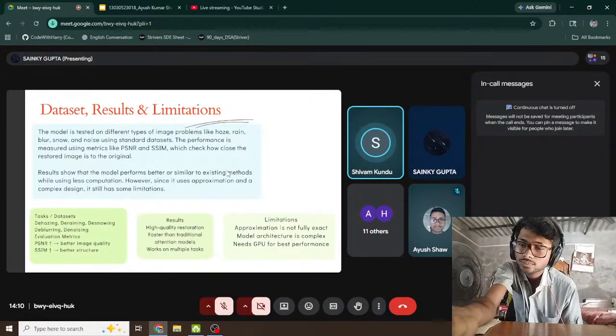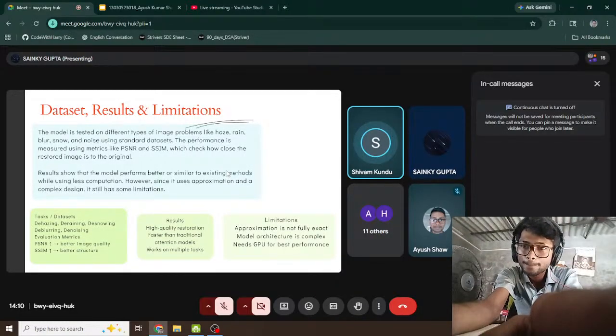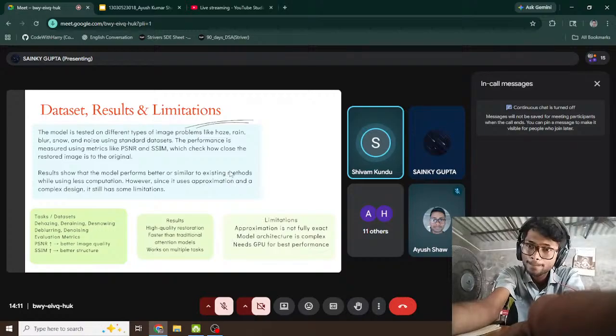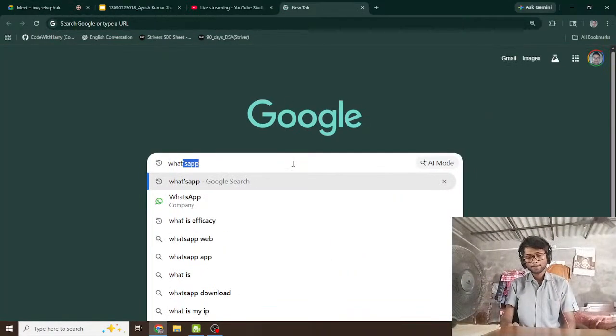Dataset, results and limitations. The model is tested on different types of images, basically haze, rain, blur, and snow images. The performance is measured using metrics like PSNR and SSIM. PSNR, the full form, is peak signal to noise ratio. It is a metric used to measure how close a restored or compressed image is to the original image. Basically, it compares the original image with the processed output, and tells how much noise or error is present.